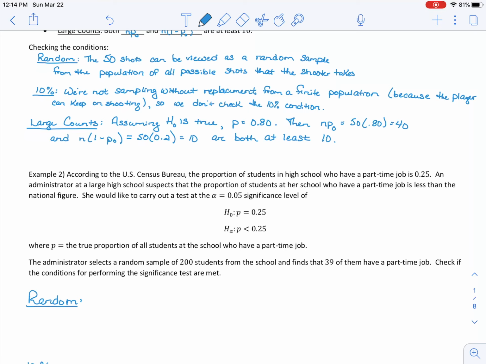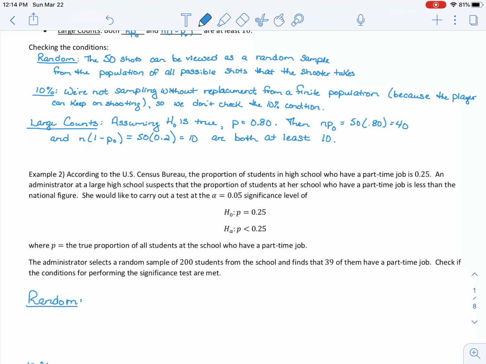The large counts condition: assuming the null hypothesis is true, which all significance tests do, we're going to use p as 0.80. So then n times p naught is 50 times 0.8, so 40. And n times the complement of p naught would be 50 times 0.2, so we get 10. Since they are both at least 10, we can proceed and actually do this hypothesis test.